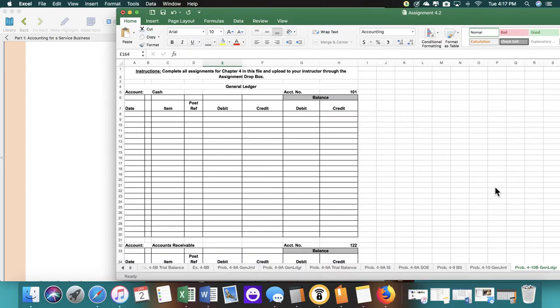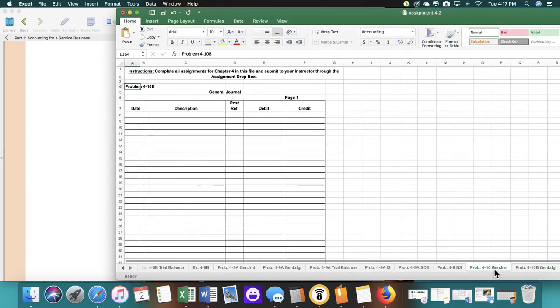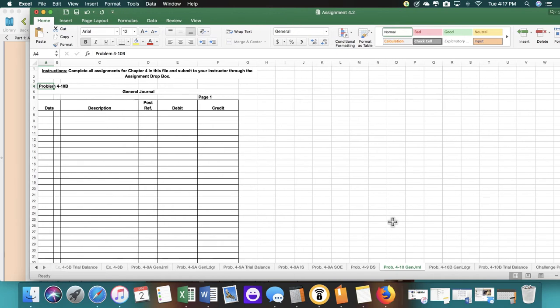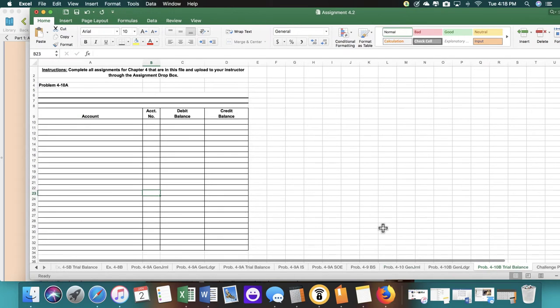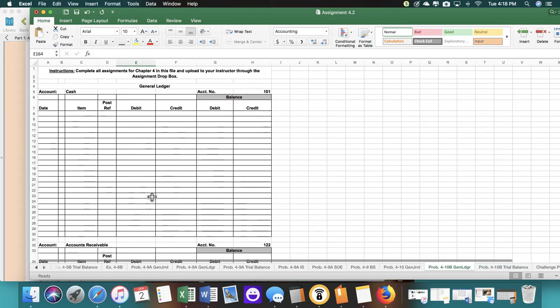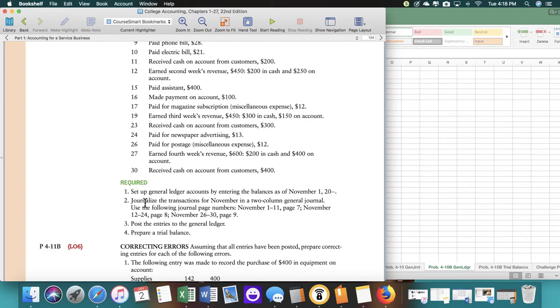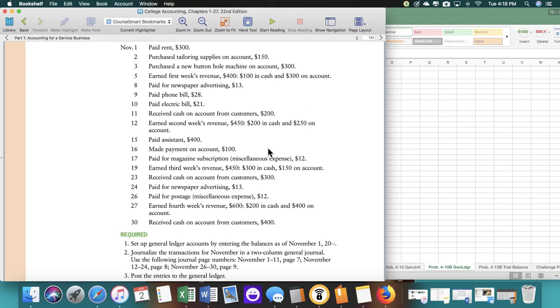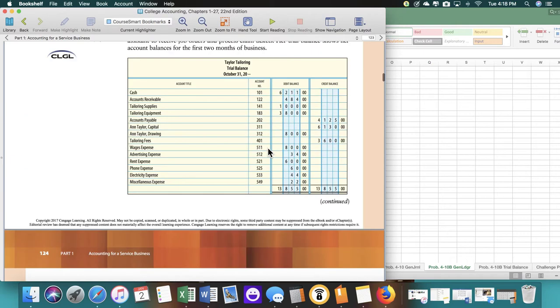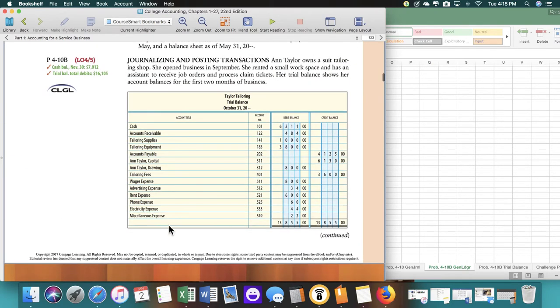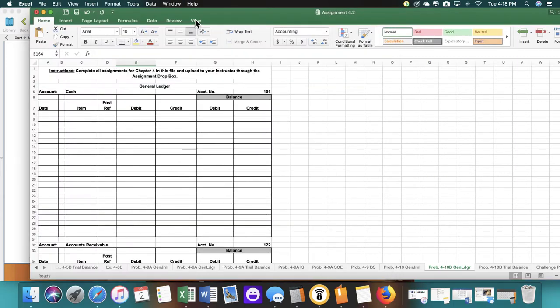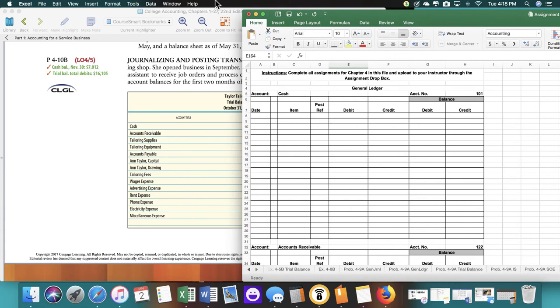So what you're given is a general ledger, a general journal, and you're asked to complete the trial balance. The first thing we have to do is set up the general ledger accounts. That's not that big of a problem. We've already done setting up in previous problems, but now we have to enter in beginning balances. So if you scroll up, it tells you the balance in the accounts. I'm going to try to do a little bit of a split screen here.